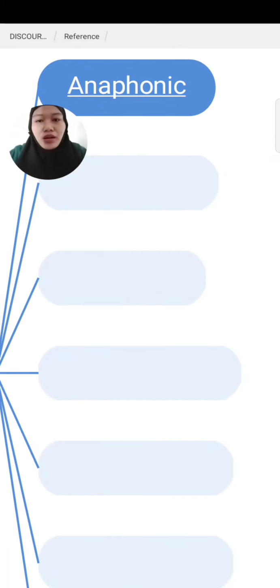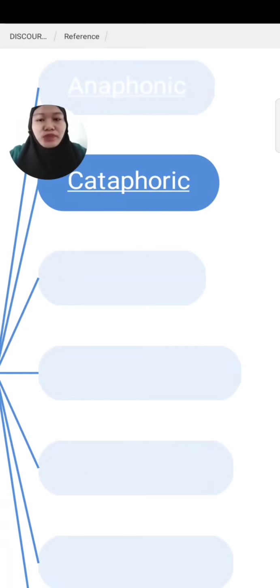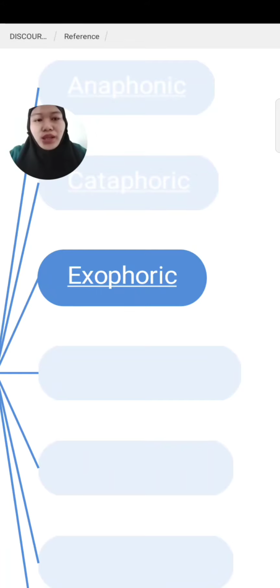Reference refers to the situation where the identity of an item can be retrieved from either within or outside the text. The main reference patterns are, number one, anaphoric, where a word or phrase refers back to another word or phrase used earlier in a text. Number two is cataphoric, which describes an item that refers forward to another word or phrase which is used later in the text. Number three is exophoric, which looks outside the text to the situation in which the text occurs for the identity of the item being referred to.